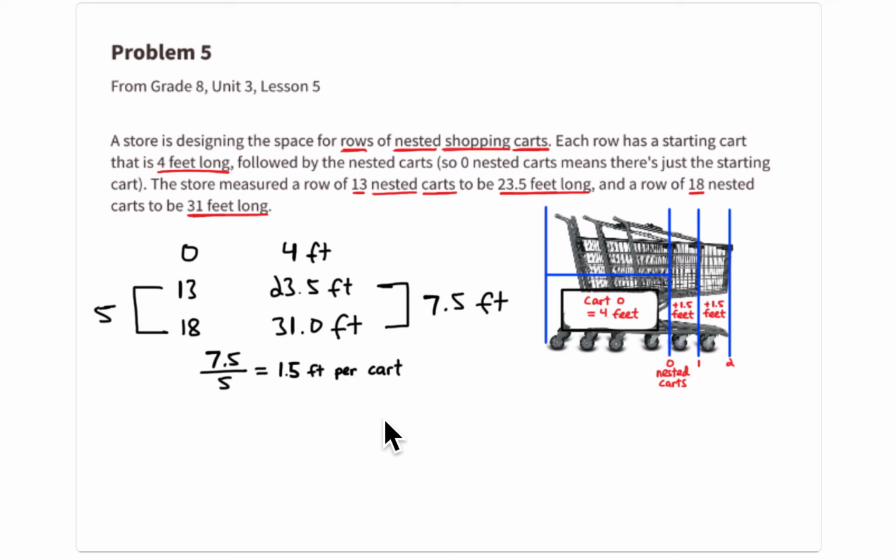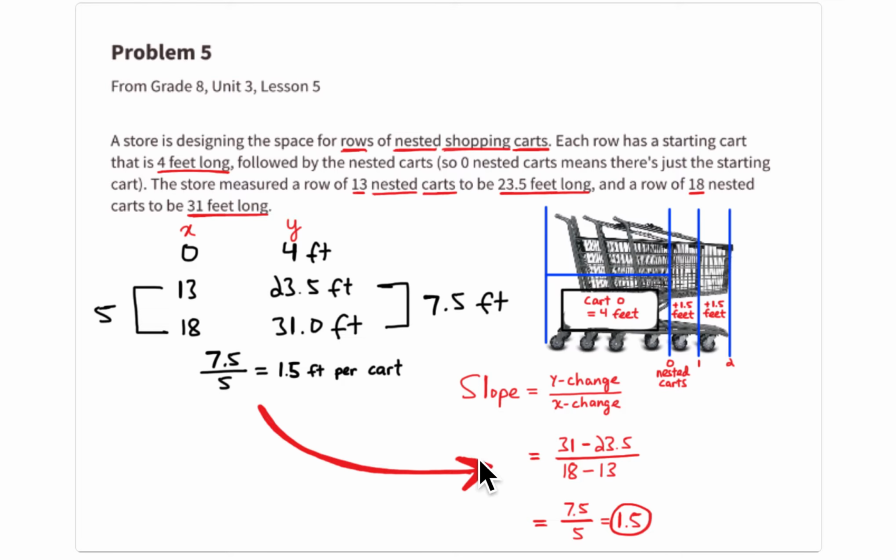So to figure out how many feet per each nested cart, you just go past the 4 feet somewhere. They went out from 13 nested carts to 18 nested carts. This means I add 5 carts. How many feet do you add for those 5 carts? Well, you add 7.5 feet. So how many feet is that per cart? That's 7.5 feet divided by 5 carts. That equals 1.5 feet per nested cart. I should put the word nested in here. So 1.5 feet per nested cart. So that's how many feet get added.